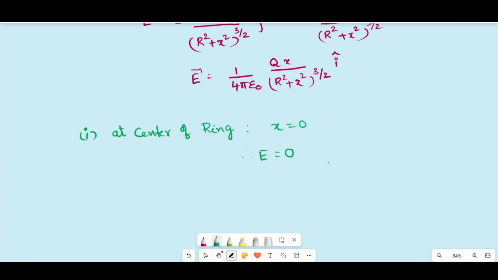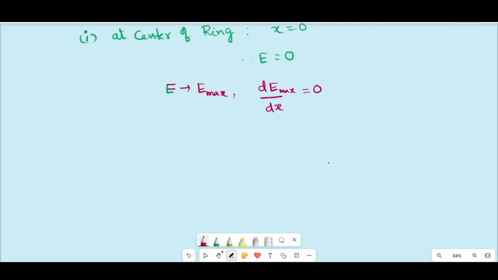There must be some maximum value at some distance from the ring, on the axis of the ring. So let us calculate that. What case are we considering? E tends to E maximum. When E is equal to E maximum, then dE/dx, the differentiation with respect to x, is 0. If you differentiate the above equation, take it as homework, we get the x value as r by root 2, where r is the radius of the ring, you know that. So we get x equal to plus or minus r by root 2.